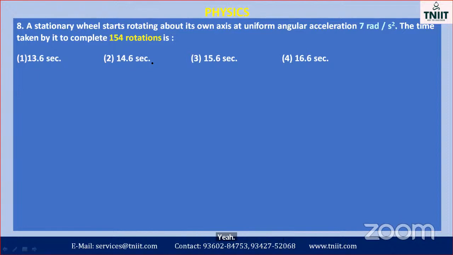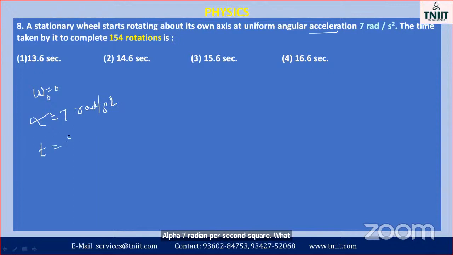Now there is one stationary wheel. It starts rotating. Stationary wheel means initially at rest, so initial angular velocity omega naught is 0. It is rotating with angular acceleration alpha, 7 radian per second square. What is the time taken to complete 154 rotations? They are asking time to complete how many rotations? 154 rotations.